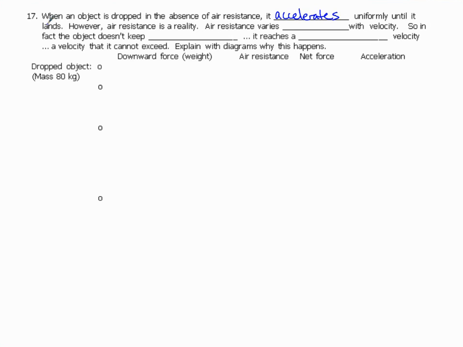However, air resistance is a reality, and air resistance varies directly with velocity. So in fact, the object doesn't keep accelerating. It reaches a terminal velocity. Terminal velocity is a velocity that cannot be exceeded. So explain with diagrams why this happens.